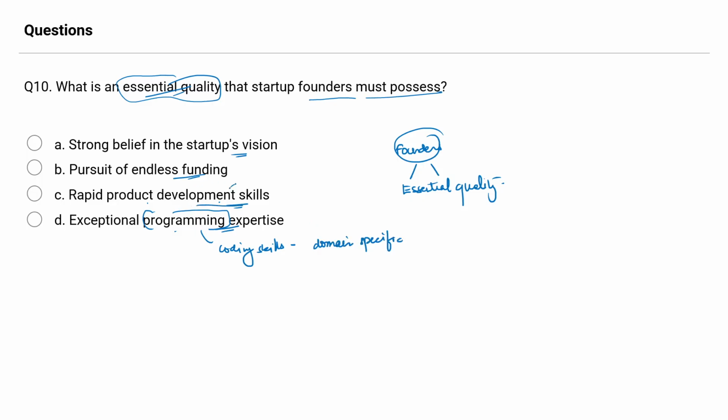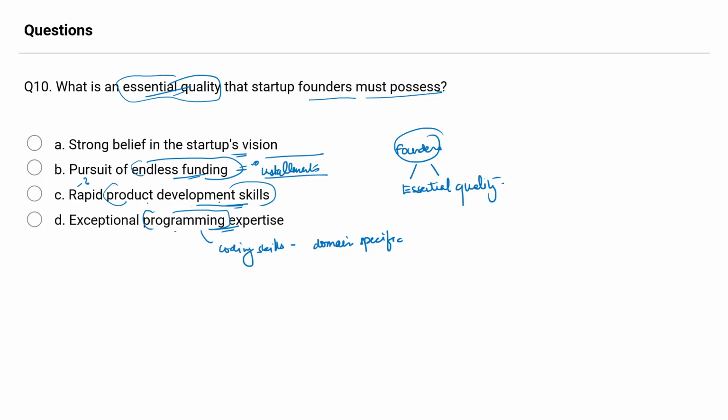Rapid product development skills. Product development skills are critical, but why rapid? It needs to take time. The customer discovery needs to take time, and accordingly, you need to have your product development. Pursuit of endless funding. That again is a very money centric goal. You can never have endless funding. Obviously, you can have some funding which can help you, but funding also comes in installments. You'll be getting some amount of money, and then you'll have to show that you have utilized the money in the right way, that it is going in the right direction. Then only you get installments. There are hardly very few people who would give the entire set of money at one go.